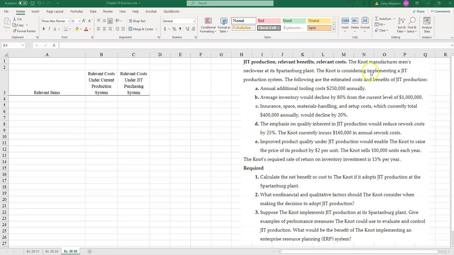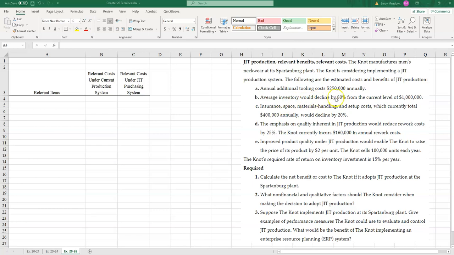The Knot manufactures men's neckwear at a Spartanburg plant. The Knot is considering implementing a just-in-time production system. The following are the estimated costs and benefits of just-in-time production. Annual additional tooling costs, $250,000 annually. So these costs are going to be if we implement the just-in-time system. Additional tooling costs of $250,000 on a yearly basis.